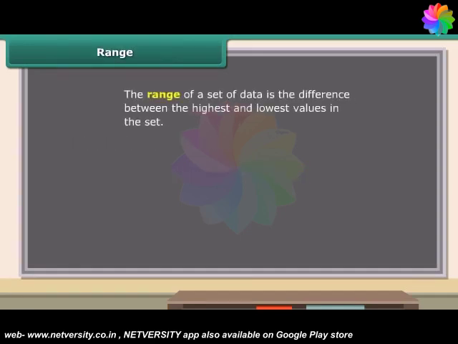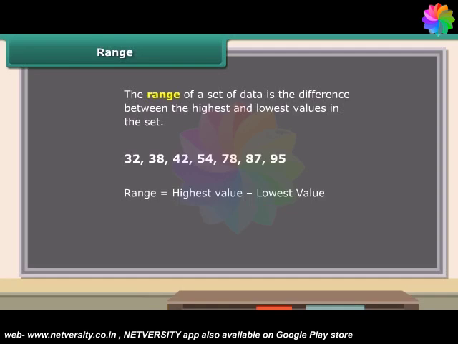The range of a set of data is the difference between the highest and lowest values in the set. To find the range, first order the data from least to greatest. Then subtract the smallest value from the largest value in the set. So children, now you can also find the range of any set of data.